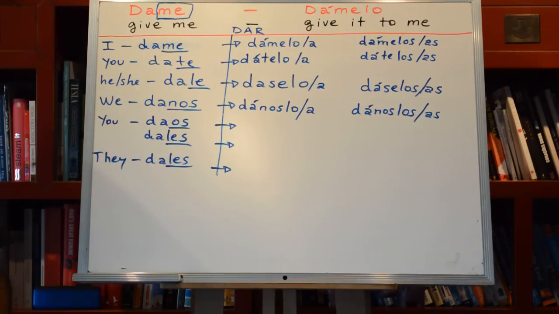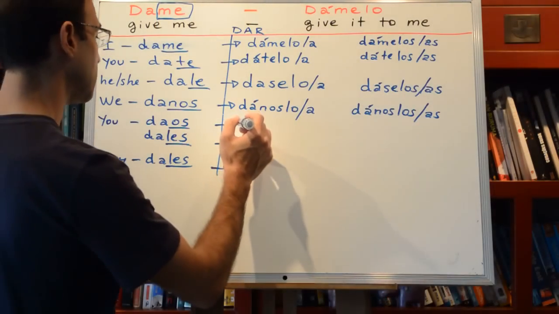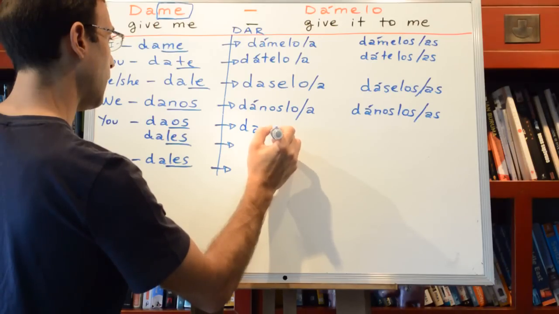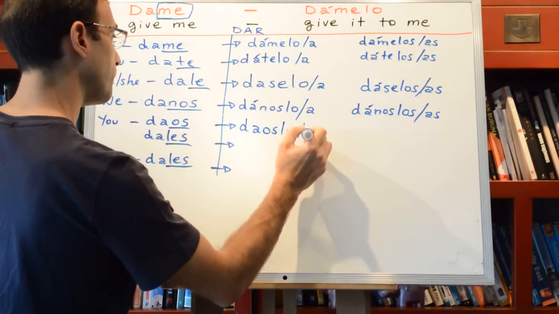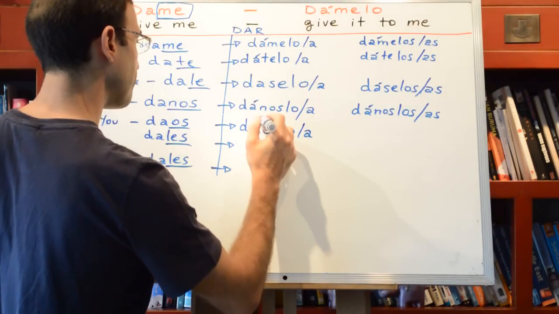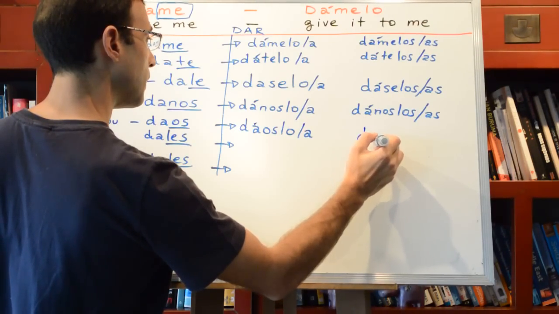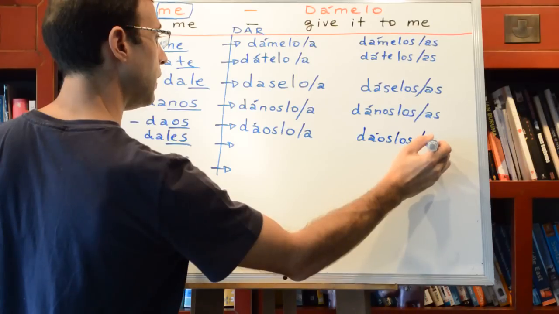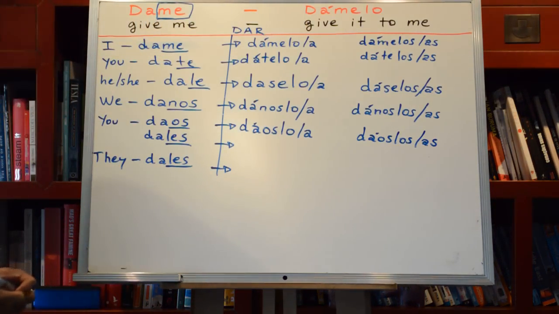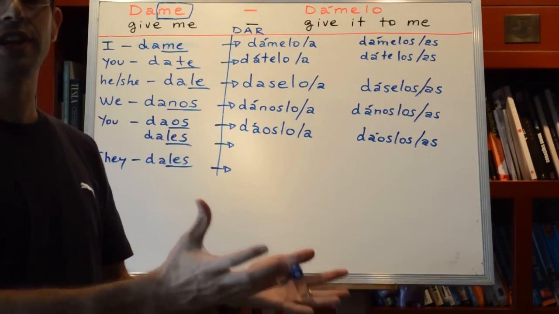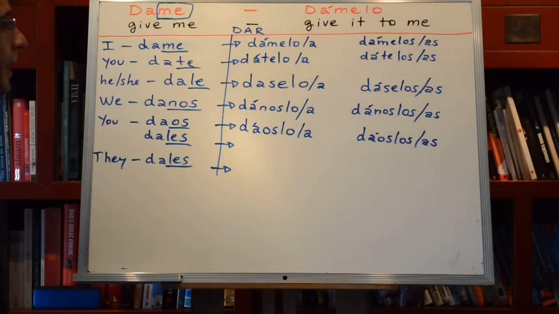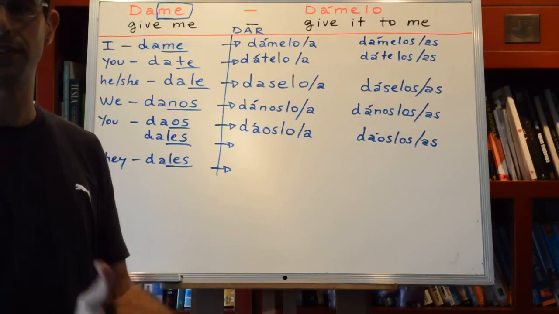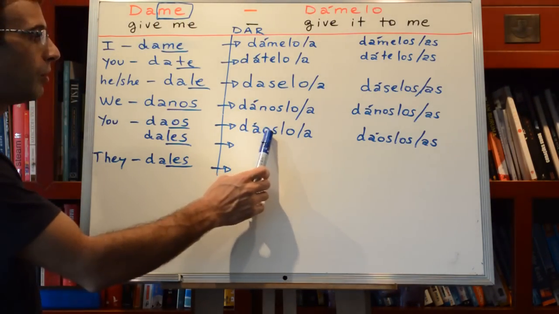Now for you in the plural, okay? Daos lo, daos la, daos los, daos las, right? Give them to yourselves in the plural would be daos los or daos las. Now give it to yourselves would be daos lo or daos la.